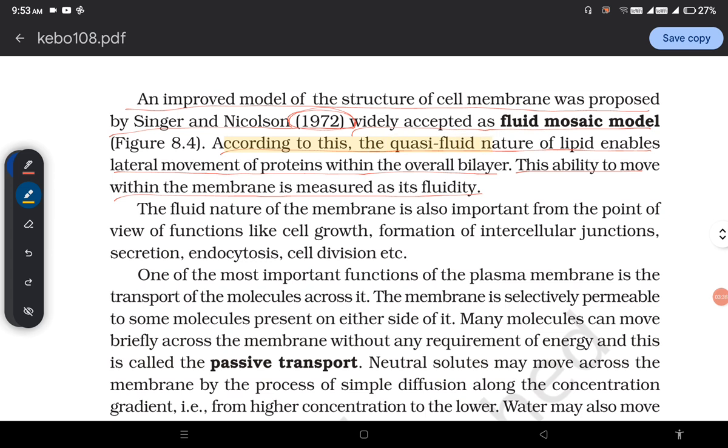According to this, the quasi-fluid nature of the lipid enables lateral movement of the protein within the overall bilayer. The ability to move within the membrane is measured as its fluidity.